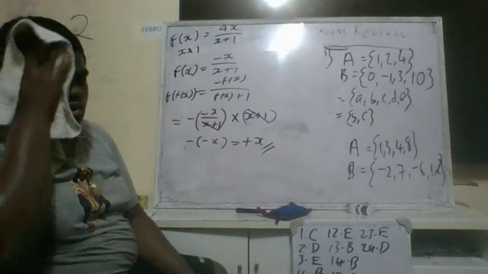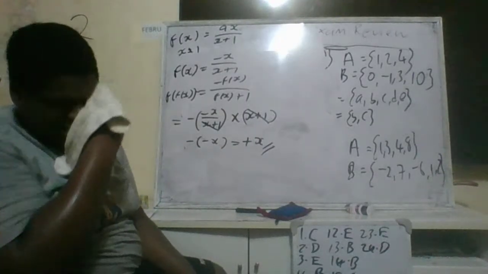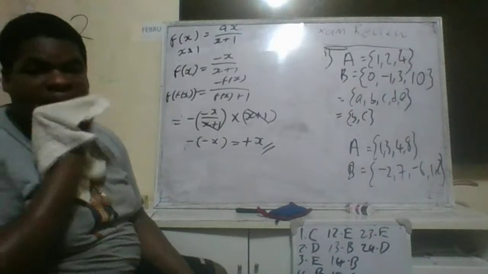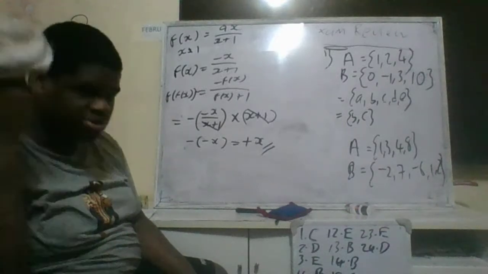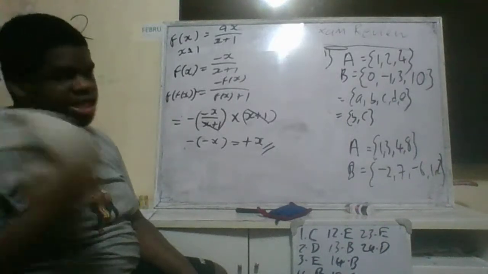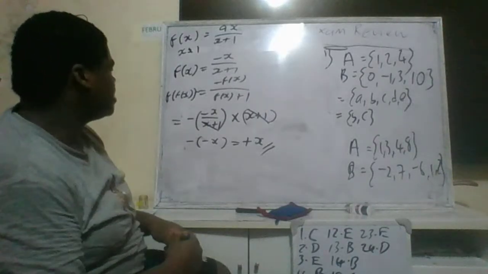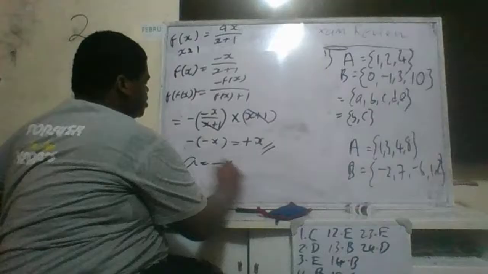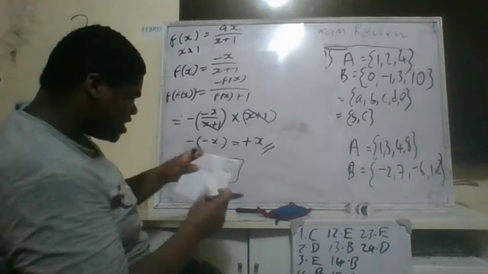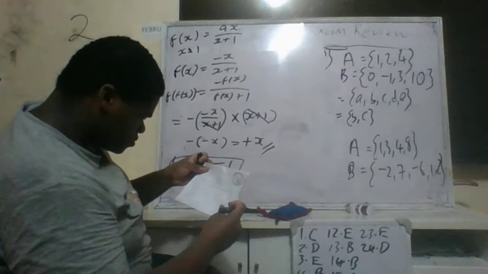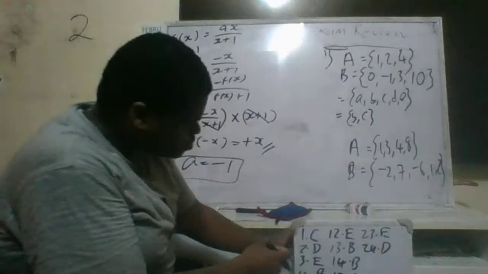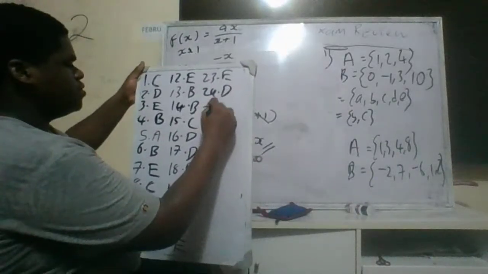When you use a is equal to +1, you get an entirely different answer, because a equals +1 does not satisfy the two systems of equations. Only a equals -1 satisfies the two systems of equations, and that's how you get the answer. A is equal to -1, and that's option D. Question 25, we have option D.